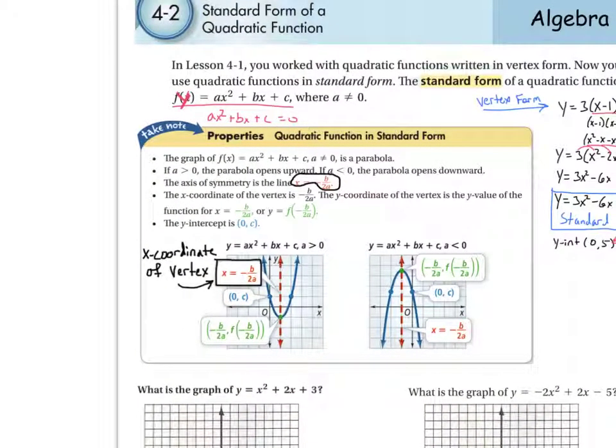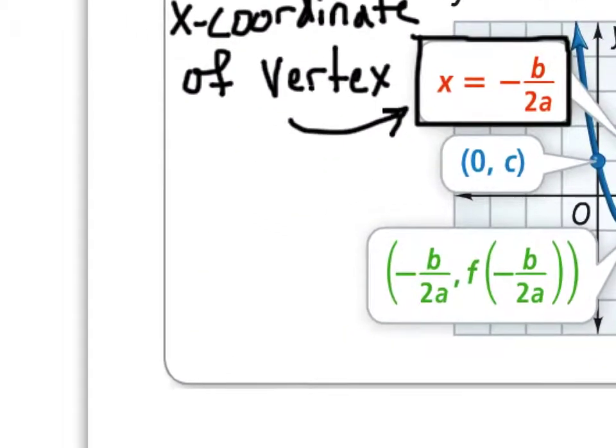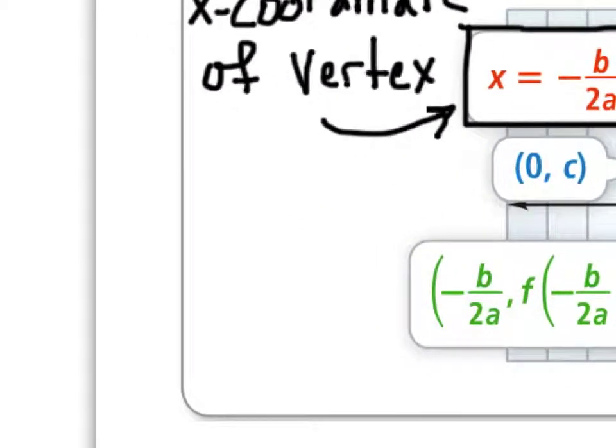Let's see, I want to squeeze this in somewhere here. I'll squeeze it in right down here. You guys don't necessarily need to write this down, but it is a nice way of remembering that the x-coordinate of your vertex is negative b over 2a. Remember way back in Unit 1, we dealt with a formula that helped us solve quadratic equations. It was called the Quadratic Formula. Anybody happen to remember that off the top of their head?